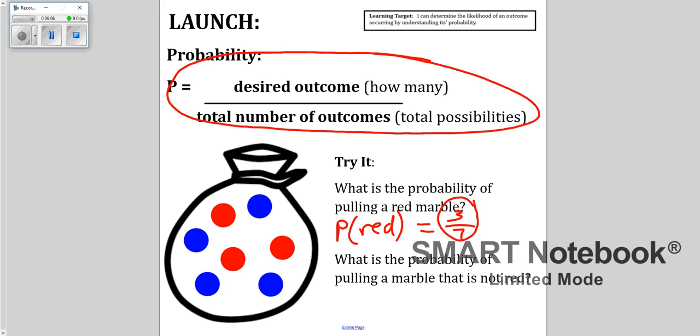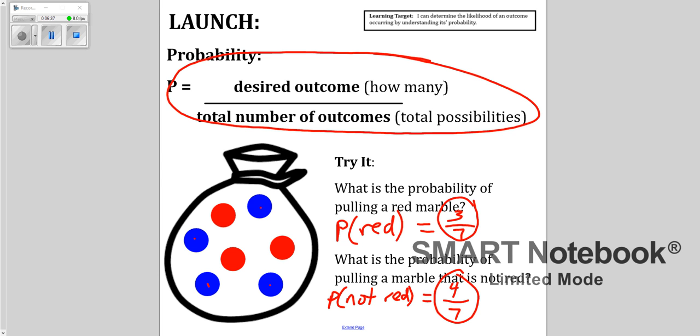Well, then it says, what's the probability of pulling a marble that is not red? So probability of not red. And in this bag, it doesn't really matter because there's only 2 colors, but if there was a bag that had red, blue, green, yellow, black marbles, then you would have to count up all the ones that were not red. In this case, we're just looking at blue. But again, 7 total. How many are not red? 1, 2, 3, 4. So 4 over 7. So the probability of picking not red is 4 over 7.